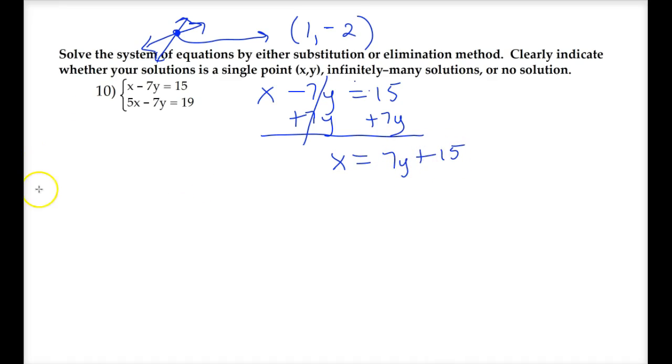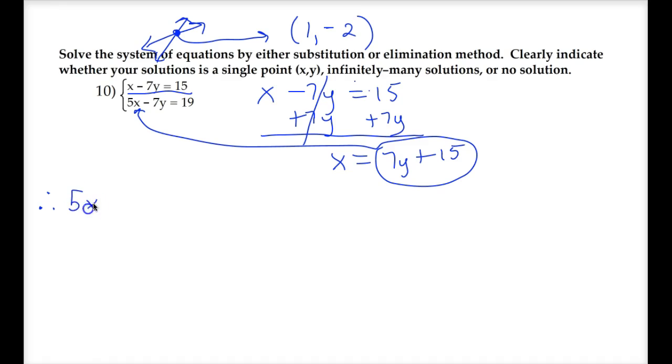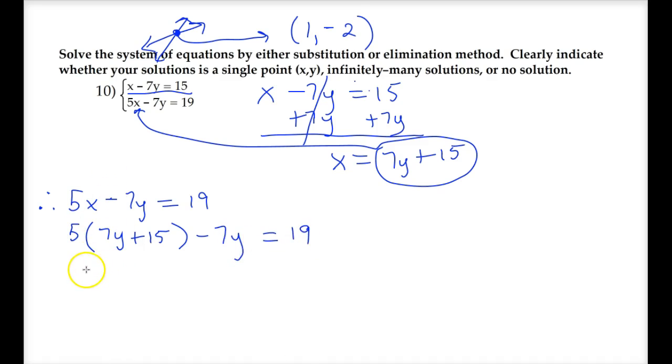Since 15 and 7y are unlike terms, the most we can do is just rewrite it as 7y plus 15. From here, we take this equation that we just came up with, which is basically equation 1 rewritten, and substitute everything that we see here for x in here. So 5x minus 7y equals 19 is the same as 5 times (7y plus 15) minus 7y equals 19. And of course, from here, we distribute the 5 to both terms there.